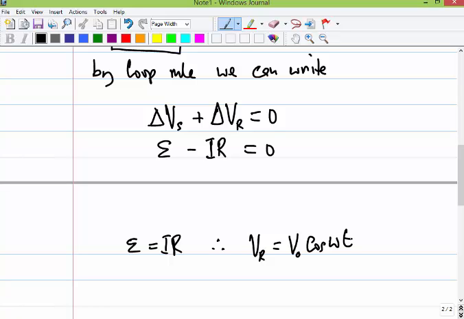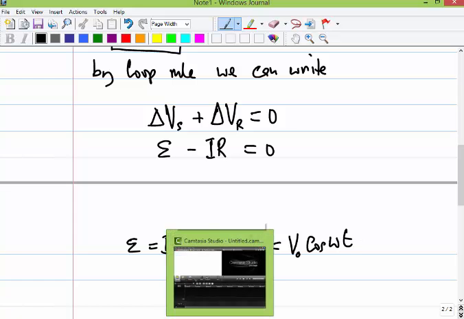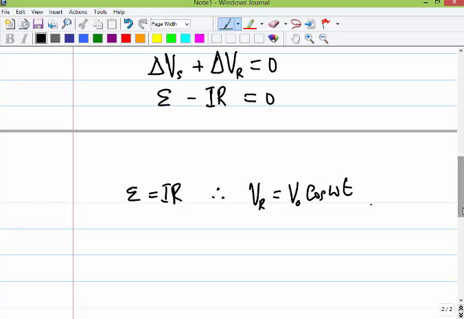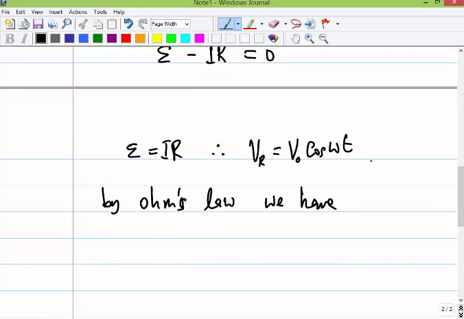Your book uses V_R in both cases, but they use a lowercase v on the outside. I can't simulate a lowercase v, so I'll just use V naught for the peak voltage. So V_R equals V naught cosine omega t. So by Ohm's law, we have that the current I_R is equal to V_R over the resistance. So this is equal to V naught cosine omega t over R.